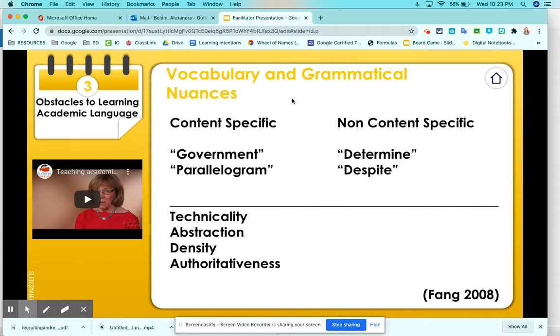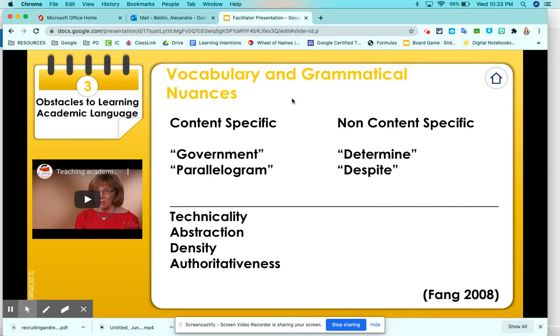So when you're defining things like government or parallelogram, content-specific vocabulary, we can find something that equates to that vocab in their language. But when we're talking about non-content specific vocabulary, like the words determine or despite, the text says these are the in-between words. Most of the time ESOL students are trying to define those words that they're struggling with in reading comprehension. So you need to focus on non-content specific vocabulary with ESOL students just as much as you're focusing on content specific vocabulary.